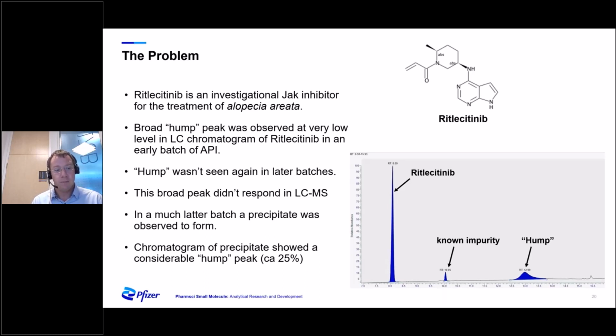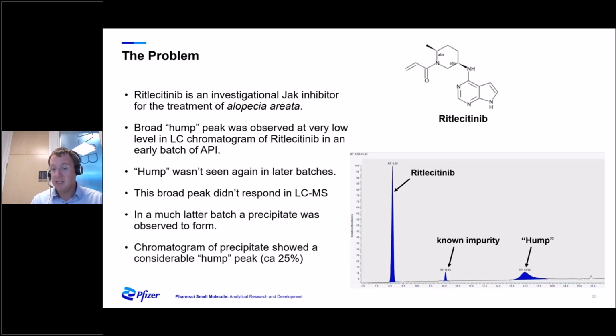However, later on in the project, a much later batch formed a precipitate while it was being synthesized. And when this precipitate was filtered off and analyzed, it showed a very considerable peak here, which was in the same position and same shape as the hump peak that had been seen earlier. And this hump corresponded to about 25% of the total peak area. Now, the chemists were keen to know what this hump was, why it was causing precipitation, but the hump did not ionize in LCMS. However, a 25% impurity should stick out like a sore thumb in an NMR spectrum.